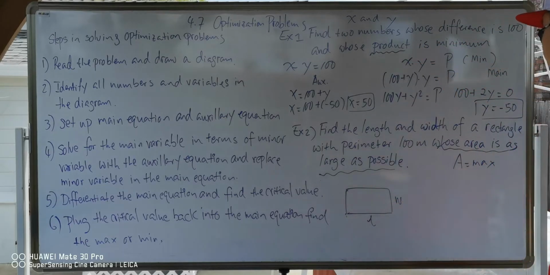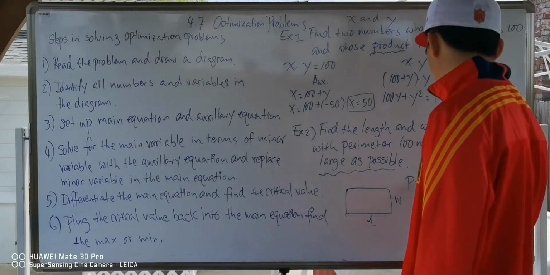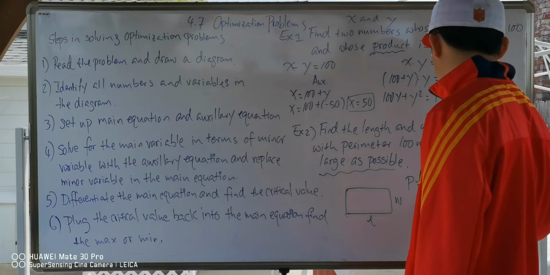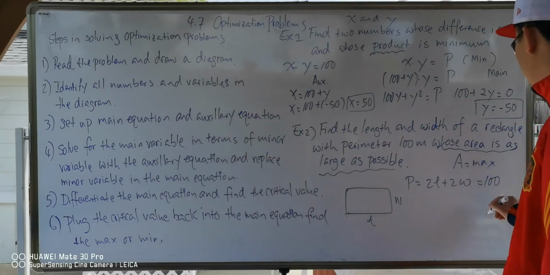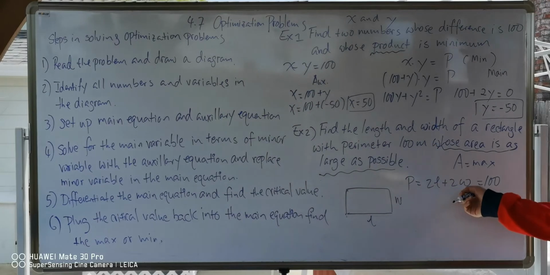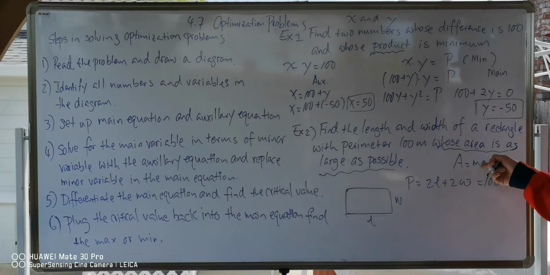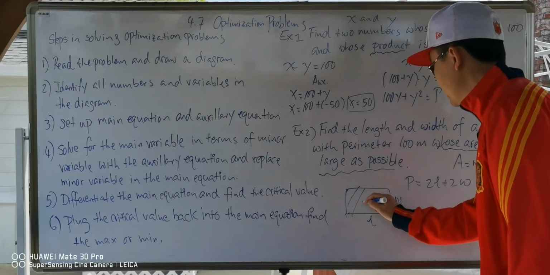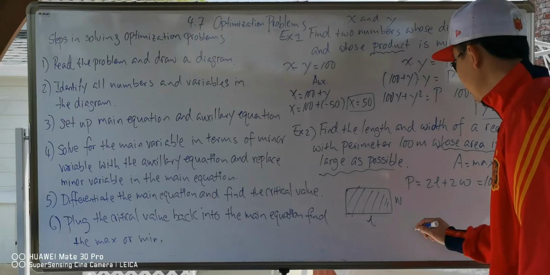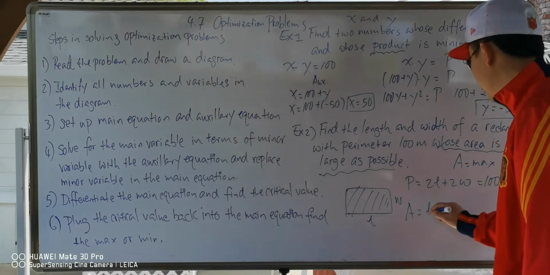L and W. We know that the perimeter is 2L plus 2W, and this equals 100 meters. You can use this as an auxiliary equation because we don't want to maximize or minimize it. The one that we have to maximize is the area of the rectangle. The area, two-dimensional, is length times width.